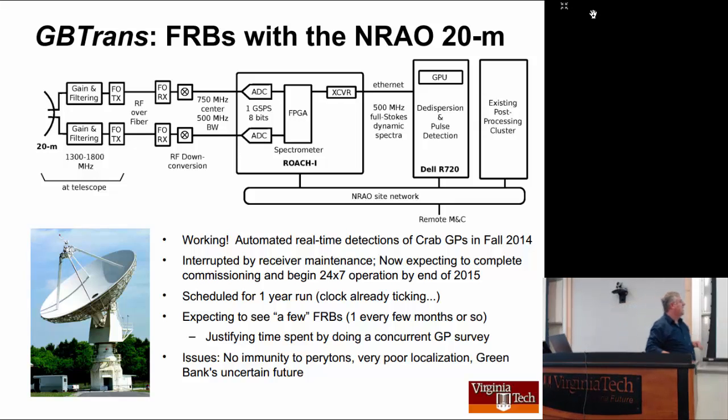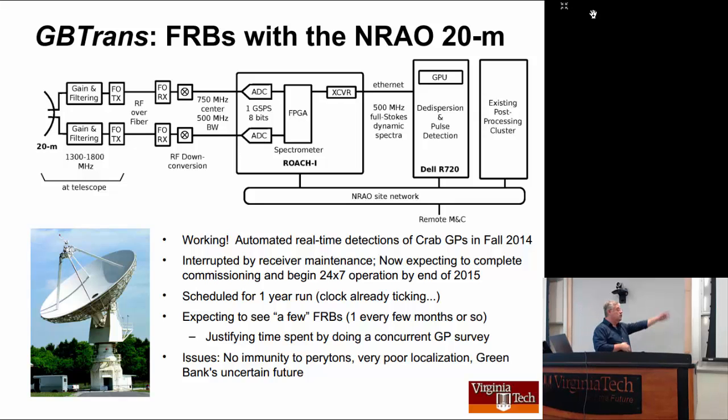So, status of this thing, it's working. Automated real-time detections of Crab giant pulses a year ago now. Wow, a year ago. So this system has been up and running for a year. Problem is, almost as soon as we got it running, we were interrupted by receiver maintenance, which is a kind of code word for saying the receiver broke. It took them a while to fix it. It's not one of the frontline instruments at Green Bank, so it took a little bit of politicking to get that arranged.